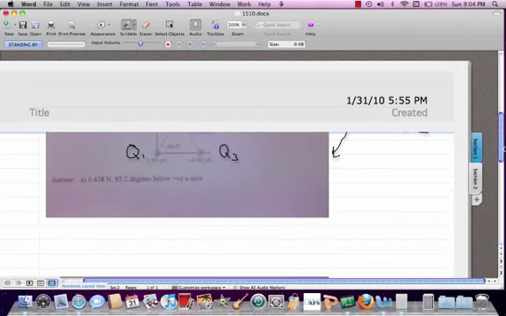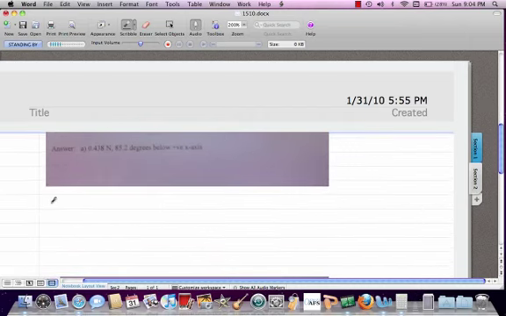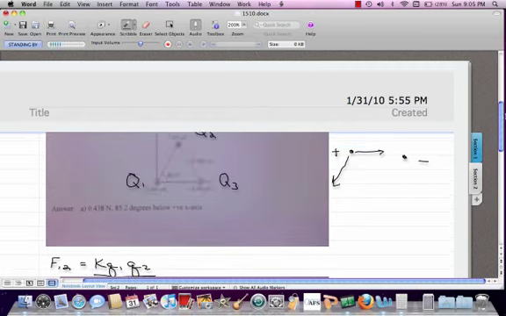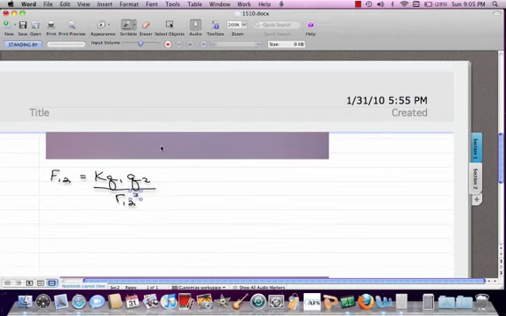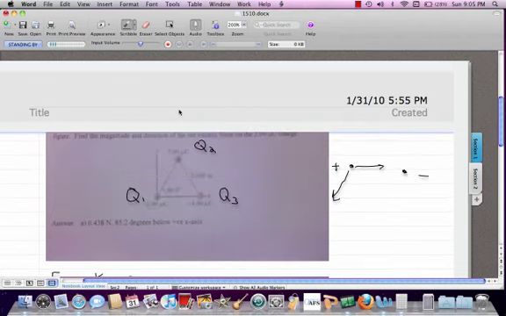Let's find the force on 1 due to 2 first. The force on 1 due to 2 is equal to K Q1 Q2 over R12 squared. If I look back at the picture, R is this distance between Q1 and Q2, and that's going to be 0.5 meters. This is an equilateral triangle, meaning all the sides are equal, and each of these angles is equal to 60 degrees.